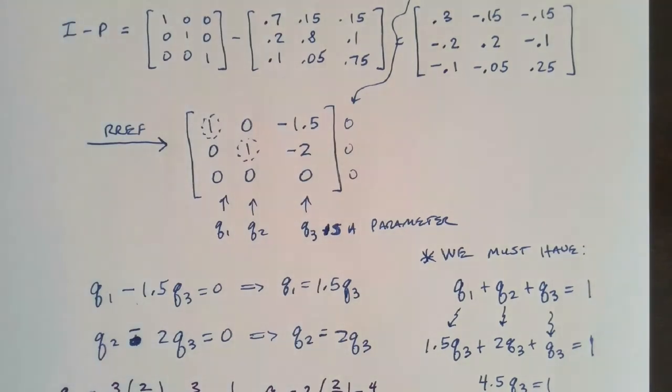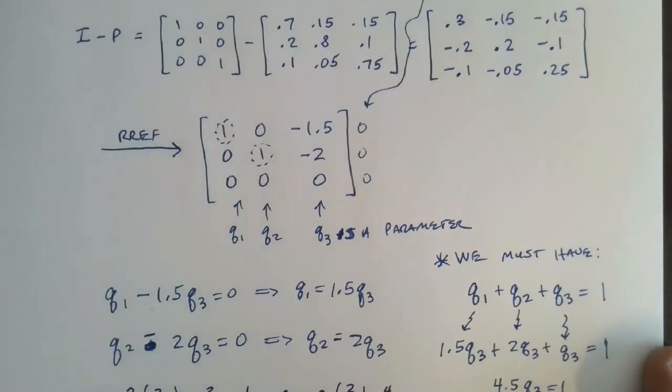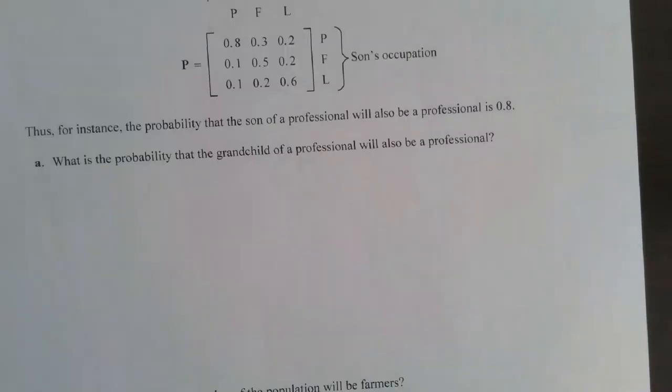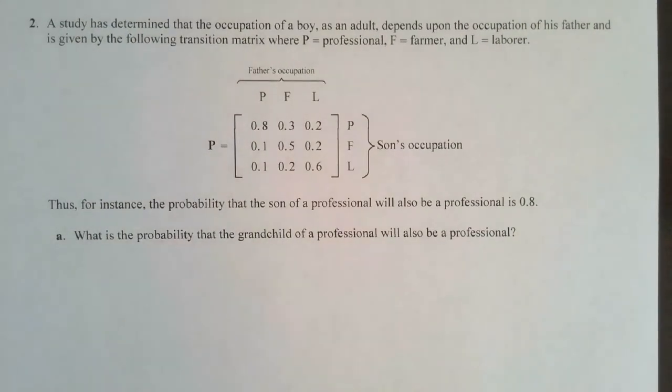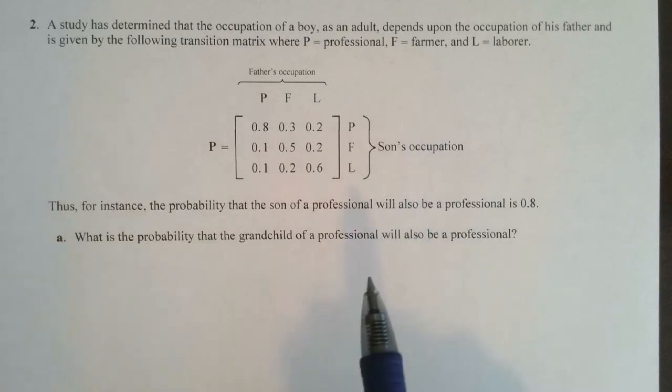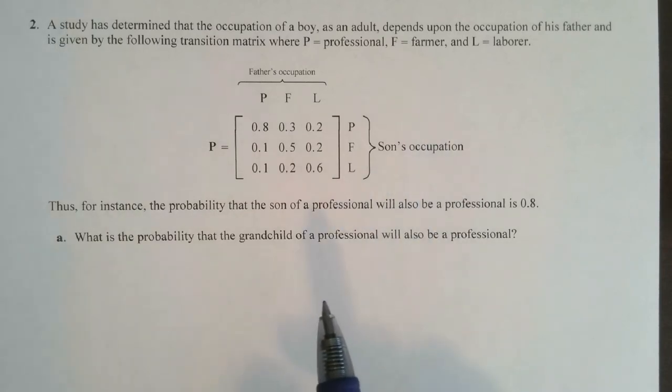Okay? Let me just close then with this fun little example, another way of looking at or using the Markov process. So a study has determined that the occupation of a boy as an adult depends upon the occupation of his father and is given by the following transition matrix. Here P is a professional, F is a farmer, and L is a laborer. Those are the only occupations we have in this society, okay? Professional, farmer, and laborer, classified as one of those three.